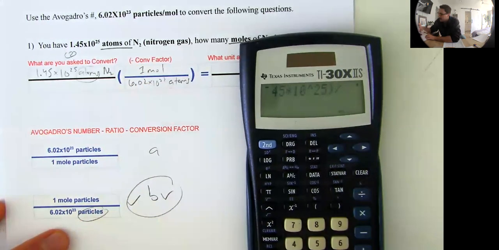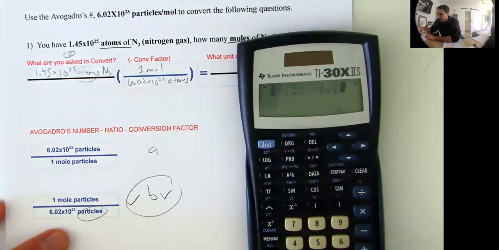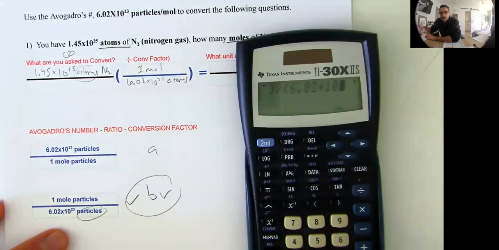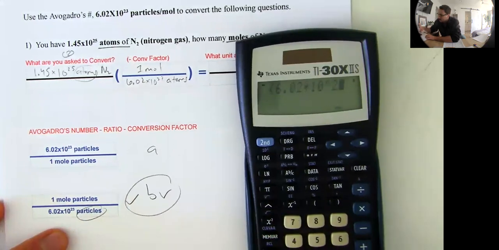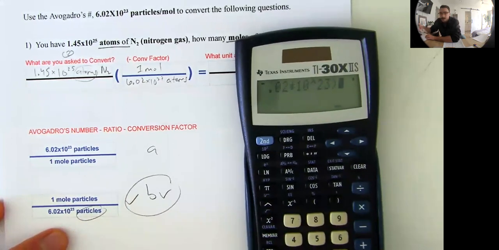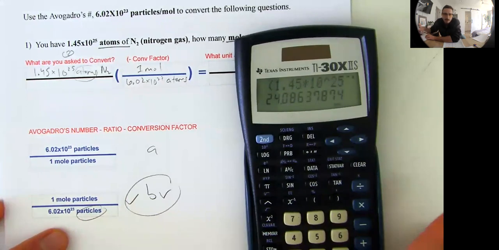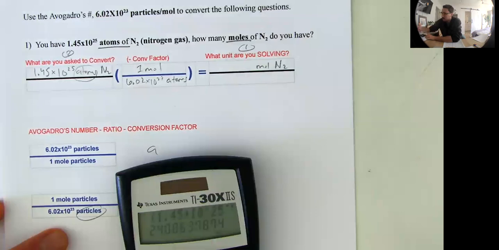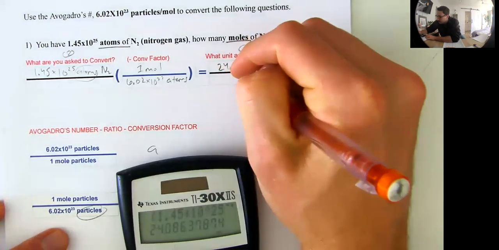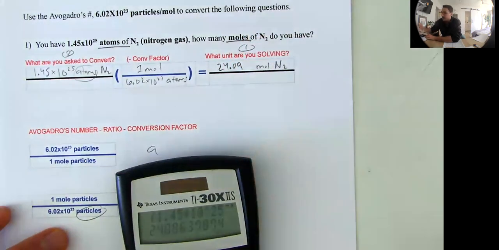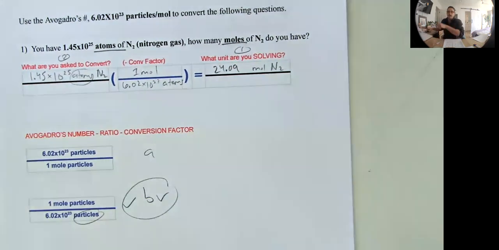Push division, and then use parentheses again whenever you have a scientific notation number. 6.02 times 10, caret to the 23rd, and the parentheses. And that will show you the correct answer, 24.086. Let's call that 24.09 if we round correctly. 24.09. All right, there it is, folks. That's how you do these problems.